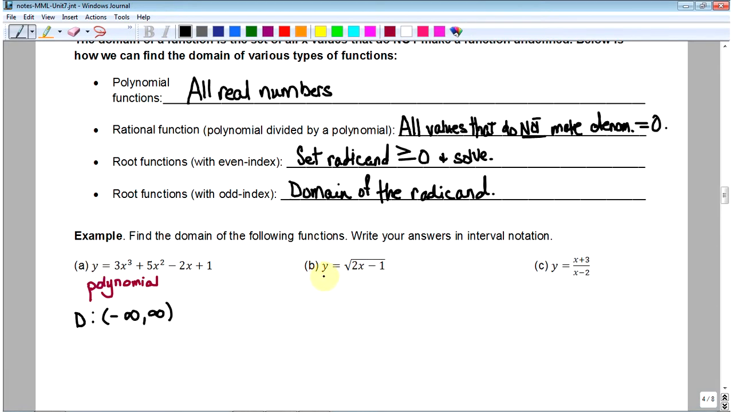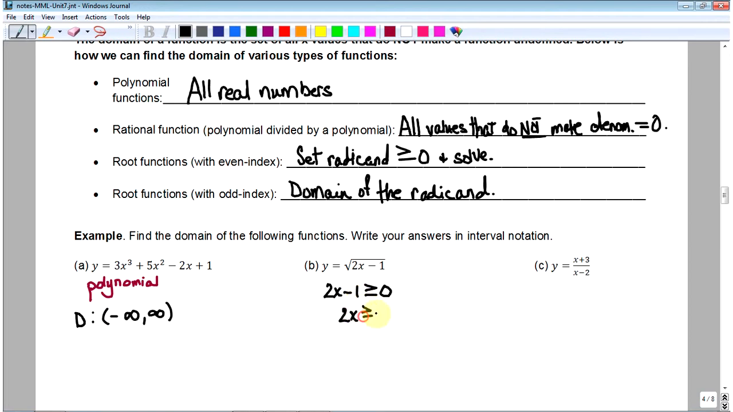Okay, moving on to part B. Okay, we have a square root function. So this square root will be defined as long as whatever is under the radical, called the radicand, is positive. If it's not positive, that means we're going to have imaginary numbers. Okay, so when finding the domain, we just set the radicand greater than or equal to 0, and now we need to solve this inequality.